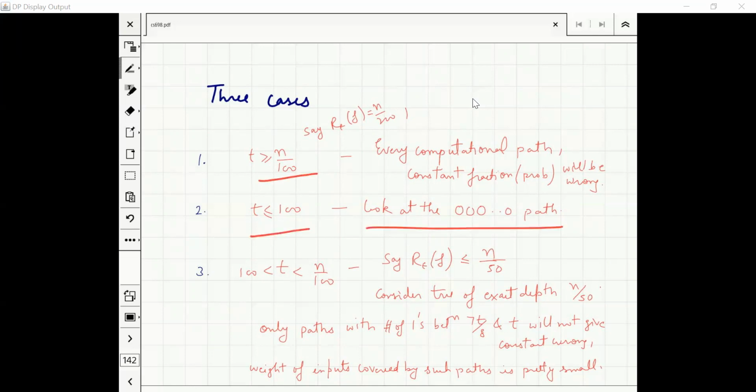For this case, you have to be careful. You have to consider only paths where a constant fraction of inputs will give you a wrong answer, and then show that those form the bulk of inputs. All these are simple combinatorial calculations. You can try doing it as an exercise. If you're stuck, I would be happy to help.